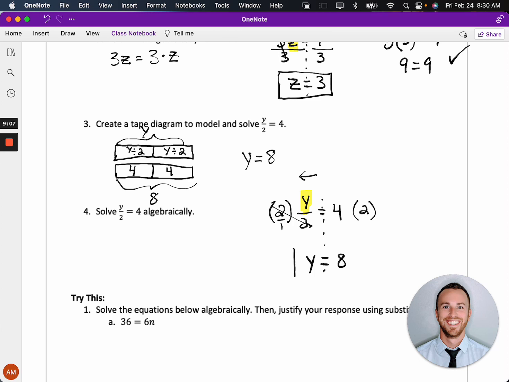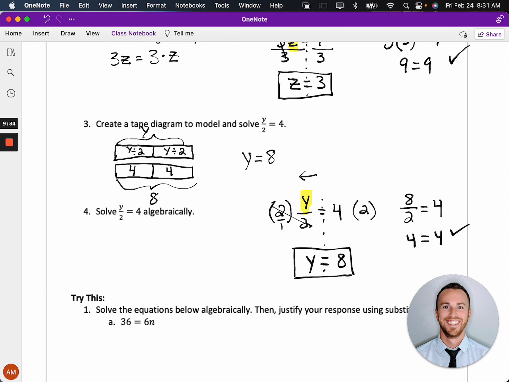So I get that y equals 8, which is the same thing I got when I solved it with a tape diagram. All right, now I'm going to substitute this value back in just to double check, right? It was y divided by 2 equals 4, so I'm just going to plug in the 8. So I get 8 divided by 2 equals 4. Is that true? Well, 8 divided by 2 is 4. 4 equals 4. I'm good.